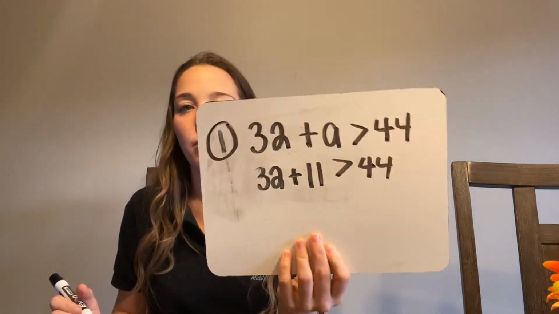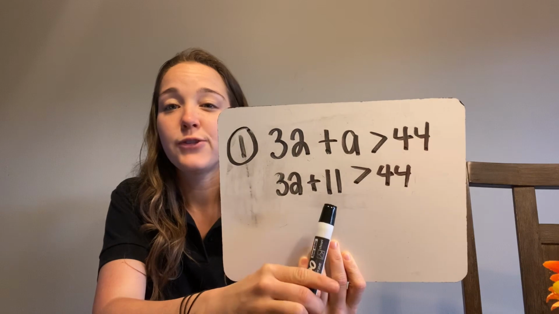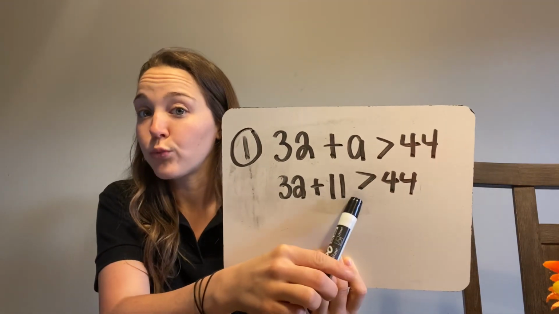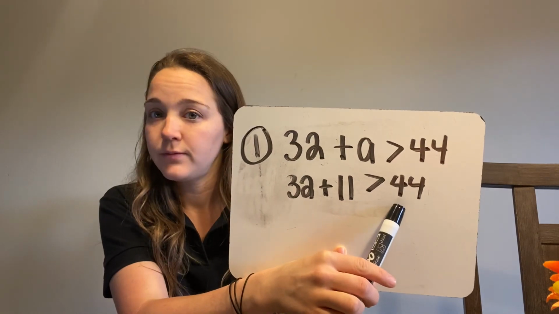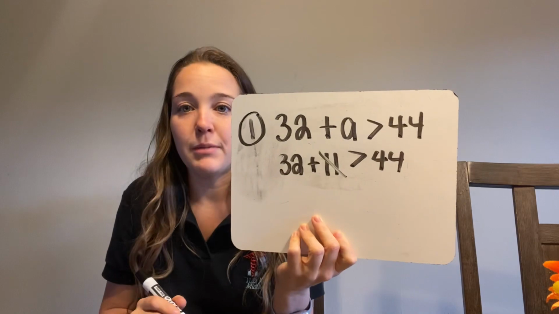I'm going to say, well, what happens when A equals 11? And so I write that out with 11. 32 plus 11 is 43. So is 43 greater than 44? No. So we know that the answer can't be 11. And we're going to go ahead and try 12.